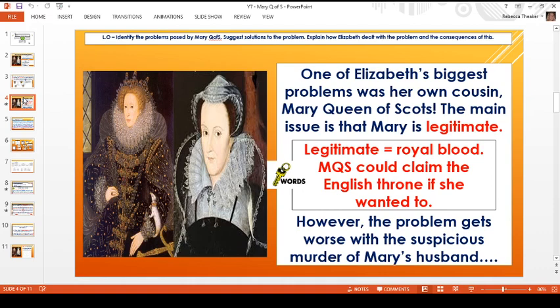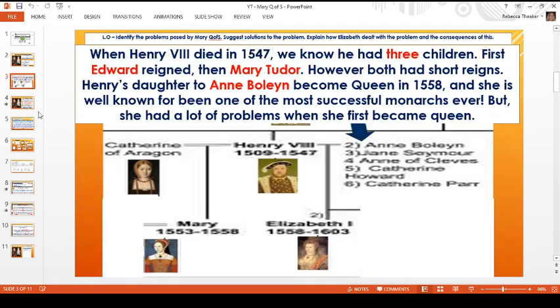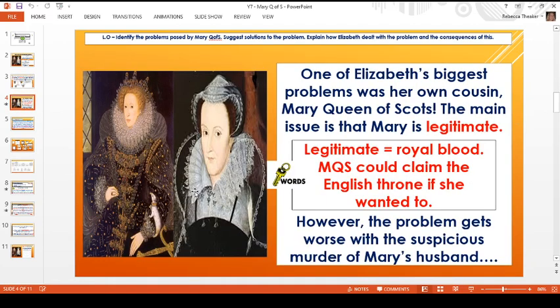Today, we are looking at possibly one of Elizabeth's biggest problems. One of Elizabeth's biggest problems was actually her own cousin. So this is Mary Queen of Scots, not Mary Tudor. This is Elizabeth's sister, Mary Tudor, also known as Bloody Mary. This is Mary Queen of Scots, Elizabeth's cousin. So everyone always gets them confused. They are not the same Mary, 2 different Marys.